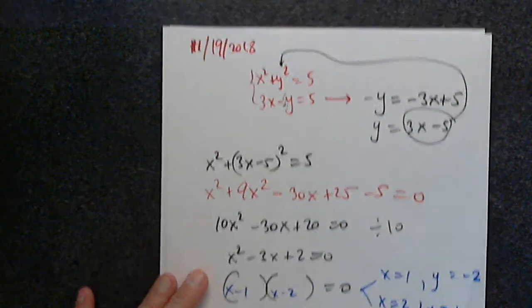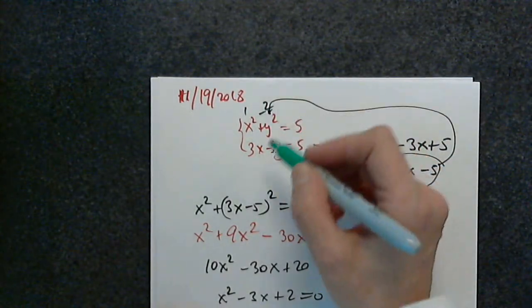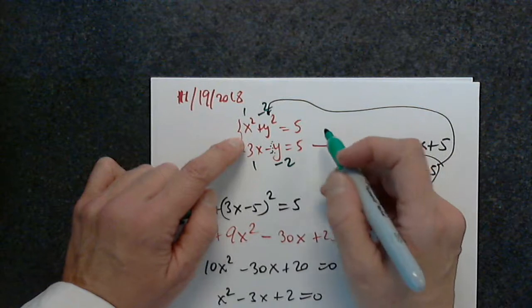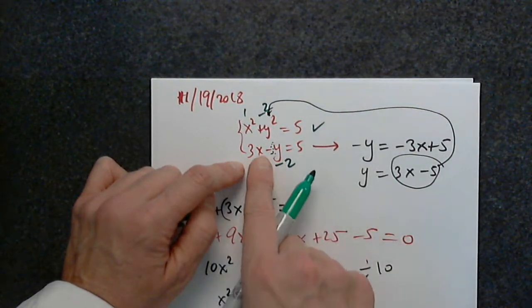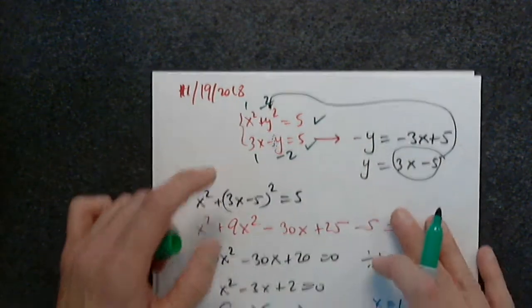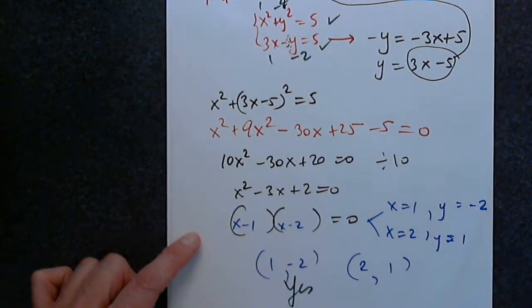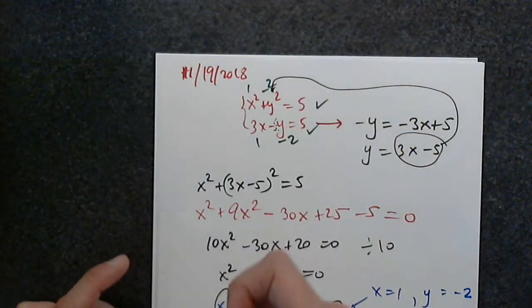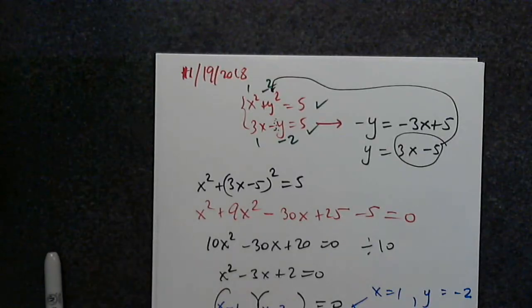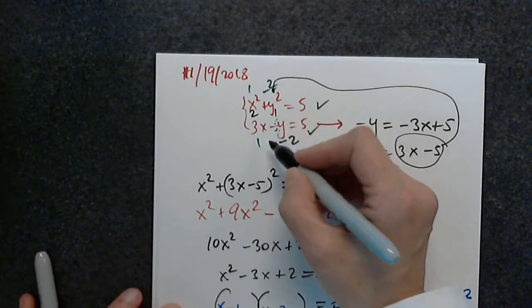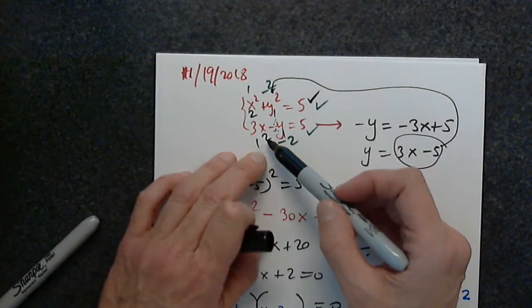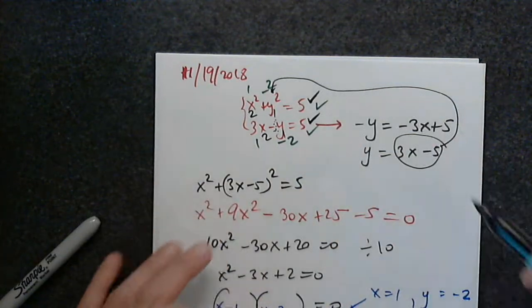So I check 1, negative 2. 1 plus 4 is 5. 3 plus 2 is 5. Yes. Now I check 2 and 1. Let me use a different color. 2 and 1. 4 plus 1 is 5. Check. 3 times 2 is 6. 6 minus 1 is 5. Check.